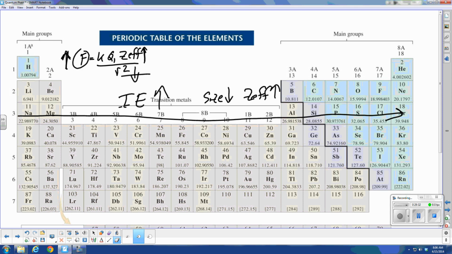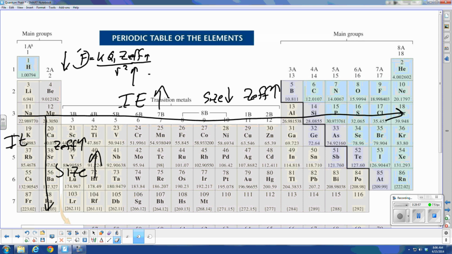Good. As I go down, what happens? My Z effective goes up, but my size goes up a lot. All right? So if we look at this effect here, indeed my Z effective goes up a little bit, but my R goes up a lot, which means overall, since this R is a squared term, my force decreases. So that means my ionization energy goes down as I go down a group. Got it? Okay, now there are a couple exceptions, and we need to talk about those exceptions.